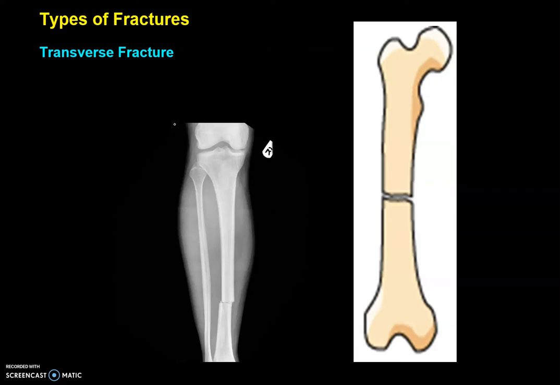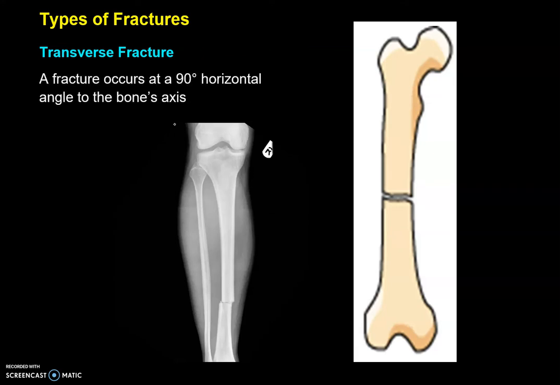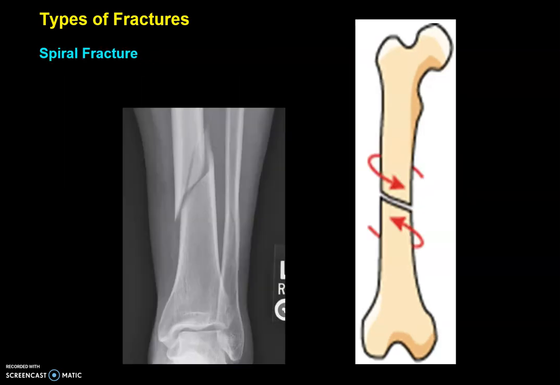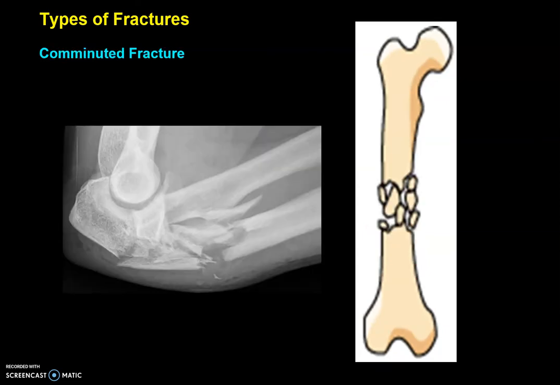So a transverse fracture is a fracture that occurs at a 90-degree horizontal angle to the bone's axis. An oblique fracture is a fracture that occurs at a sloped angle or a curved pattern. A spiral fracture is a twisting fracture. A comminuted fracture is a fracture that is in multiple pieces.